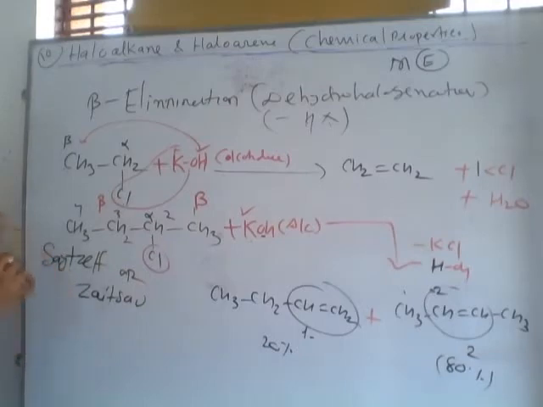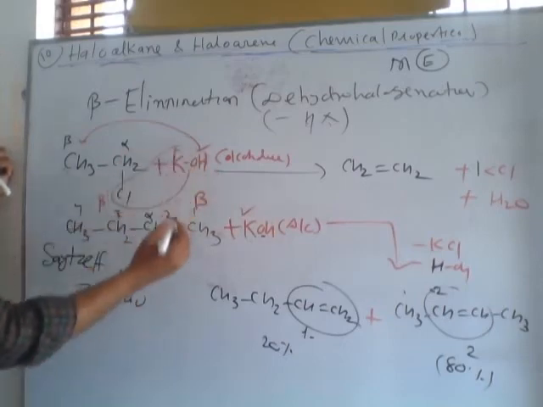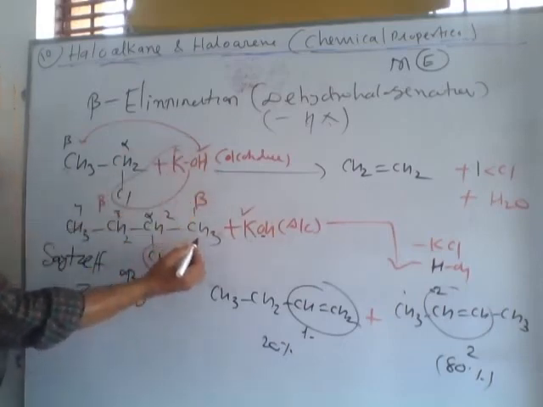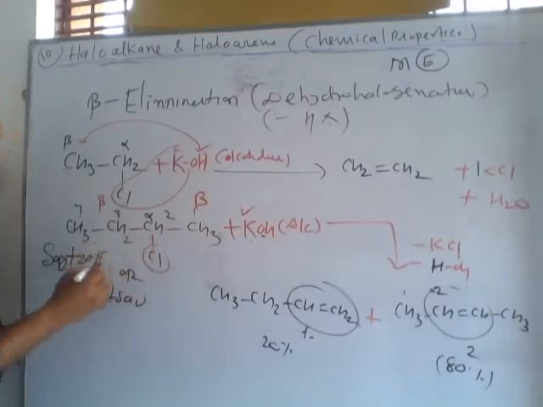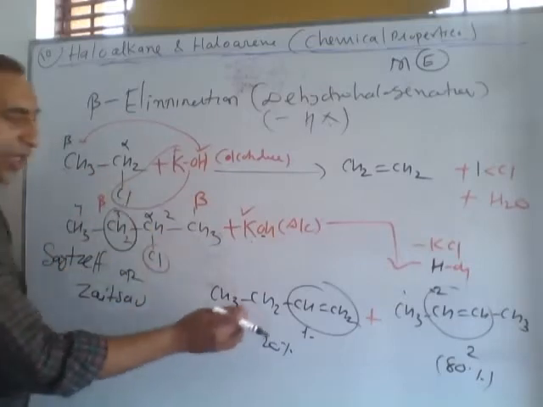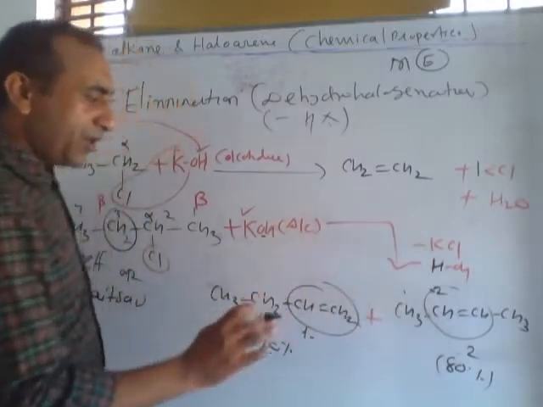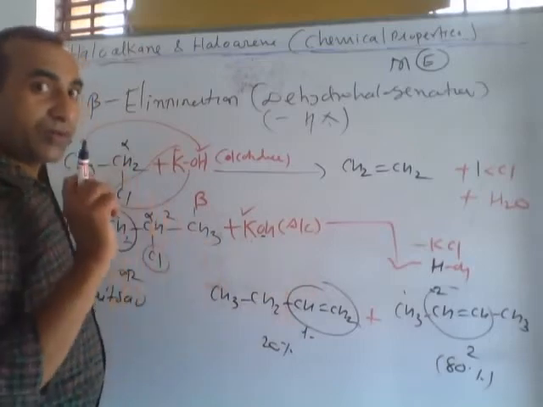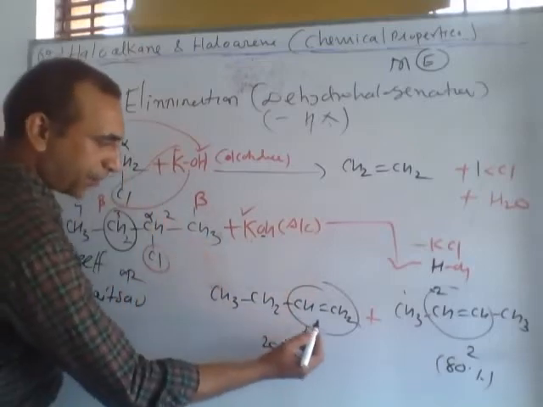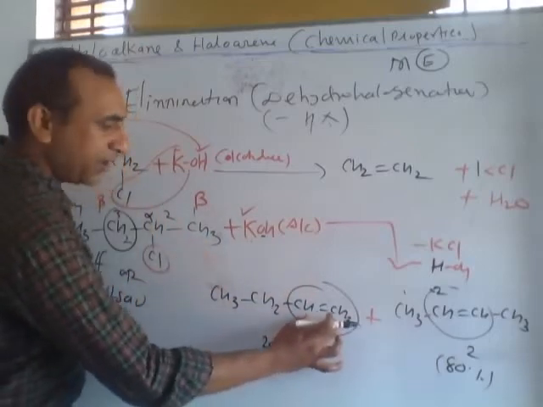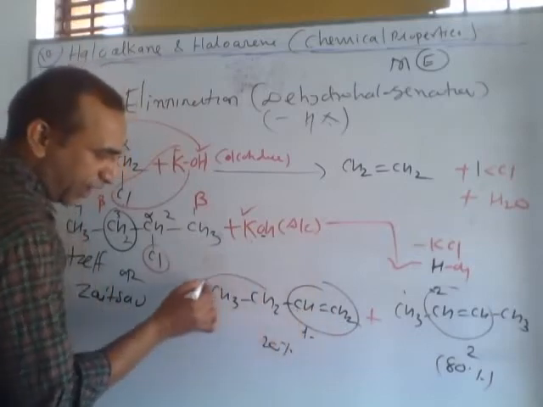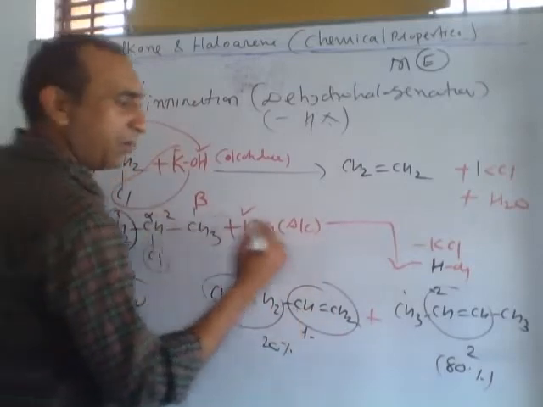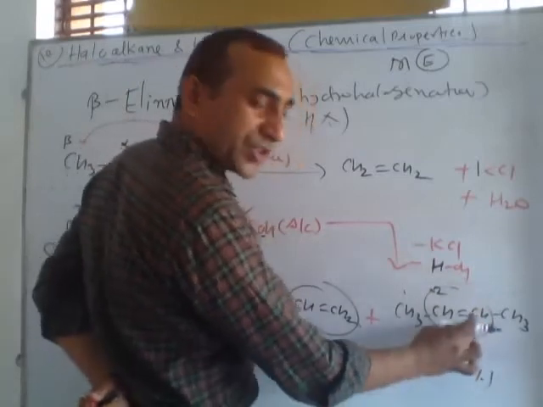According to the Saytzeff rule, during the beta elimination reaction, the hydrogen atom is removed from that beta carbon atom in which the least number of hydrogens are present. Otherwise we can say that the product will form in which more alkyl groups are directly connected to the double bond, the doubly bonded carbons. Here these are doubly bonded carbons. From this carbon only one alkyl group is present. But this is a symmetric alkene.